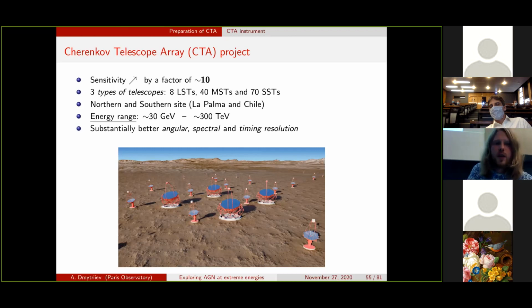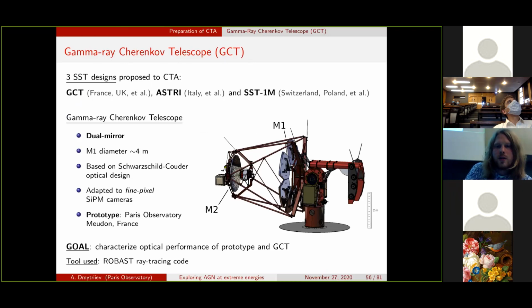So CTA, as you know, will feature 3 types of telescopes, and it will be composed of LSTs, MSTs, and SSTs: large size telescopes, medium size telescopes, and small size telescopes. Its energy range will be substantially extended up to 300 TeV, and the sensitivity will be growing by a factor of 10. So I was working on the gamma ray Cherenkov telescope, which is one of the 3 designs proposed to CTA for small size telescopes, the telescopes which will reach the very high energies.